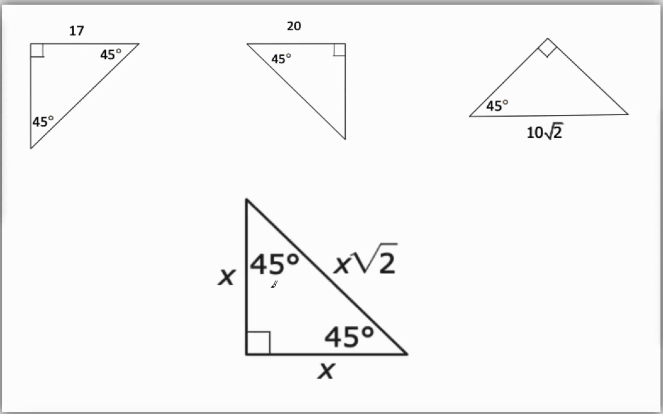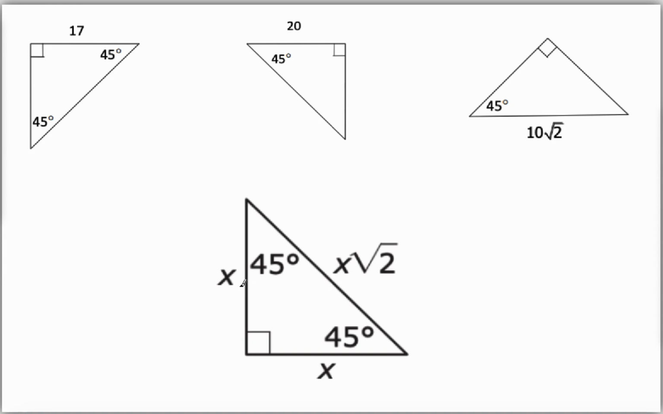Hi everyone, here are the answers for the 45, 45, 90 degree triangles for the special right triangles. Now, what we have here are three different 45, 45 degree triangles. So what I'm going to do is first label this first triangle the same way I see it right here, with an x, and x square root of 2.